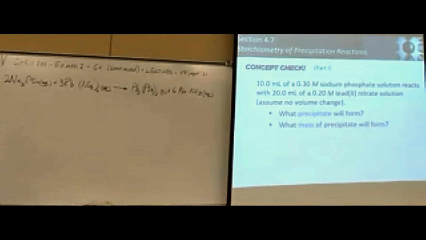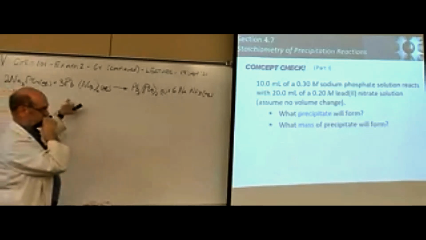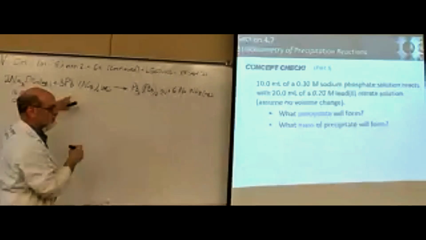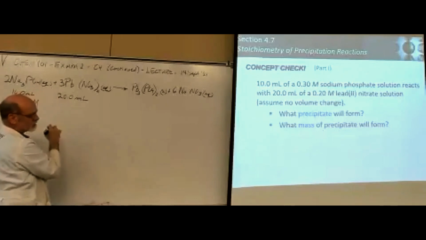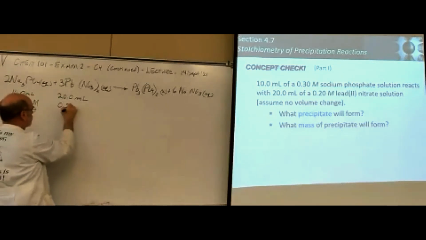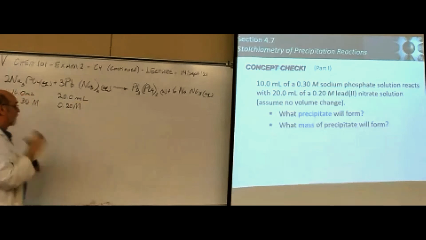Okay, what mass of precipitate will form? Well, what are our reactants first? I haven't put that up there yet. 10 milliliters of 0.3 molar sodium phosphate. We're going to mix that with lead 2 nitrate, 20 milliliters of 0.2 molar. Okay.